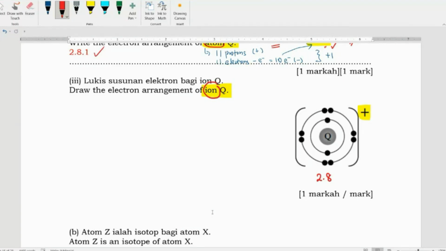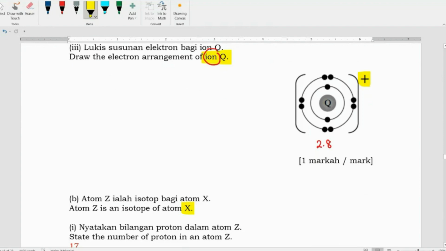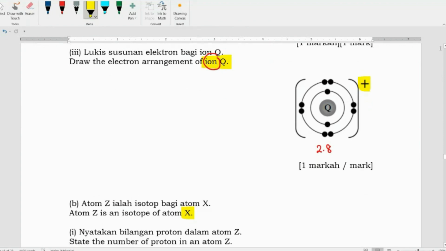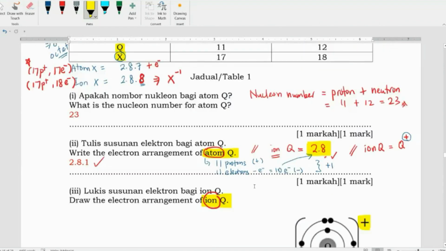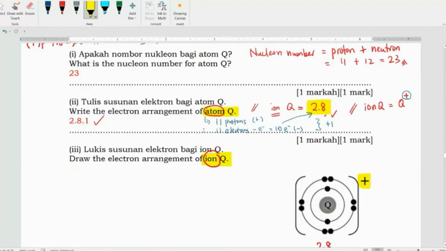Atom Z is an isotope of atom X, right? Isotopes of atom X. So the question is, state the number of protons in atom Z. So what is the answer? 17. They have the same proton number, right? 17. Yes, correct. 17. Okay.